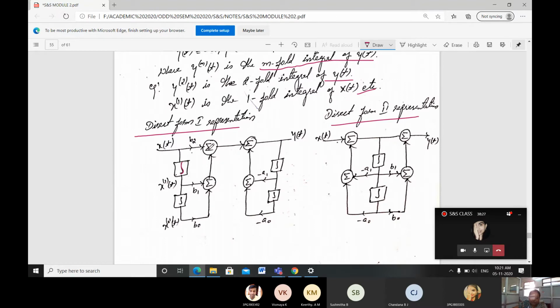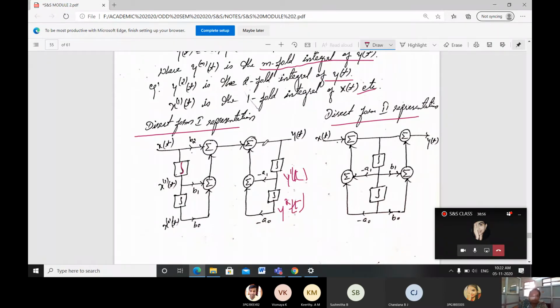In the same way, for the output y of t, delayed by 1 means a1 you have to write here, here minus a2, and here you can write y dash of t and y2 of t. This is direct form 1.